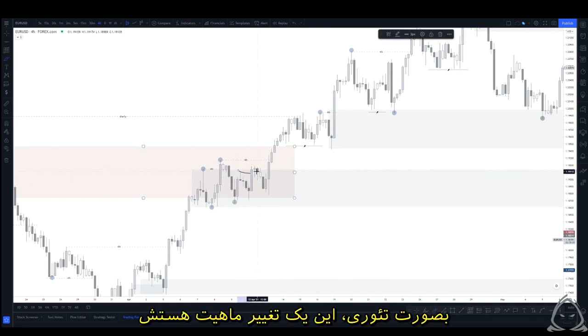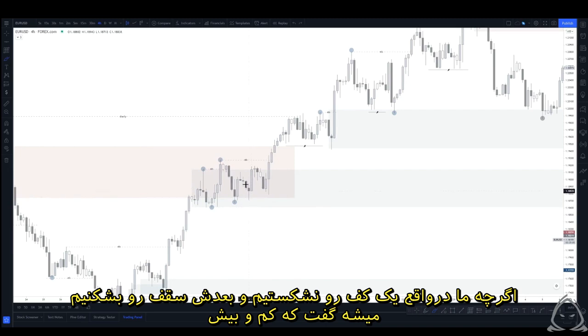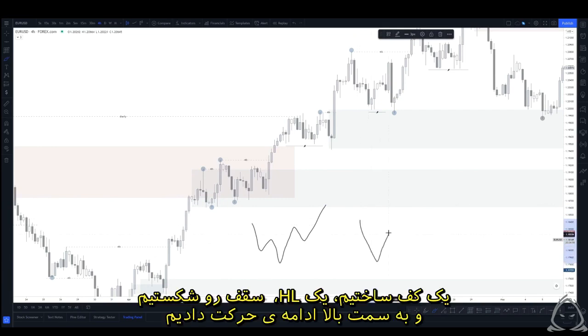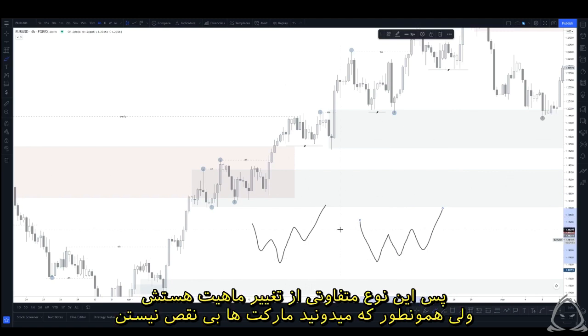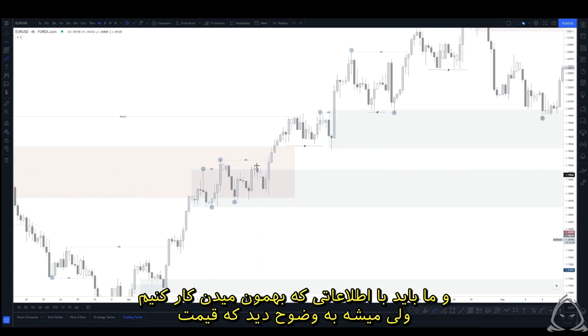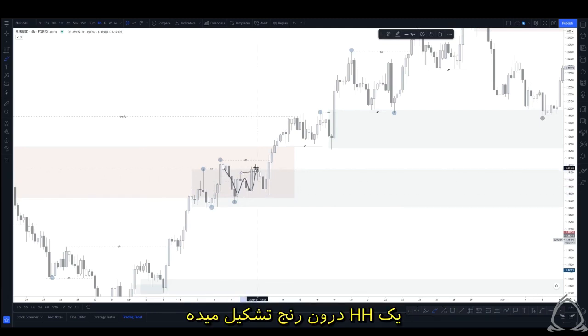So in theory, this would be a change of character, although we didn't actually break a low and then break a high. We more or less created a low, created a higher low, broke the high, and then we're starting to continue up. So it's a little bit different take on a change of character, but as we know, the markets are not perfect and we can only work with the data that we are given.